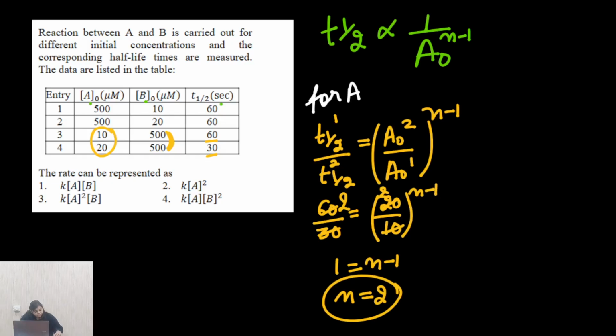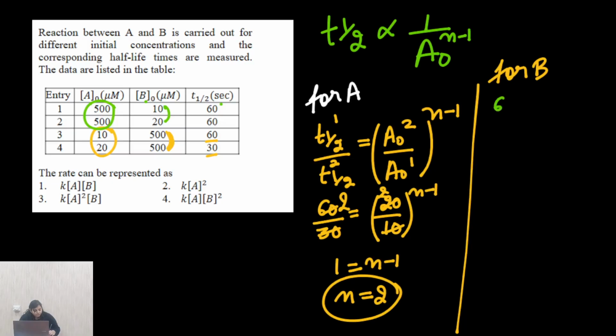Okay, now with respect to B, we have to find it for B. So again, for B, choose the data in such a way that A's concentration is constant and B's concentration is varying. So here A's concentration is constant and B's concentration is varying. So this one we can take.